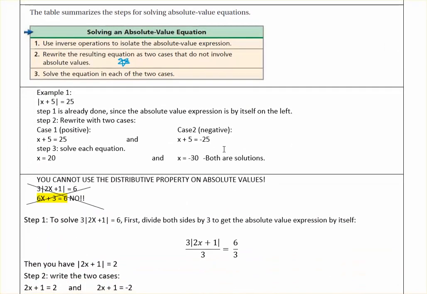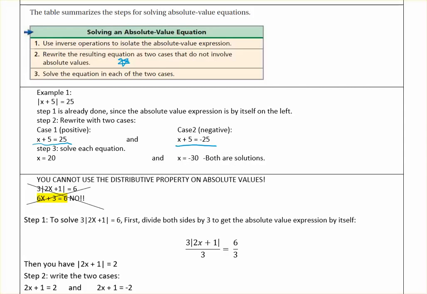All right, let's look at an example. Absolute value of x plus 5 equals 25. So sometimes we have to isolate the absolute value expression to get it by itself, but we only have the absolute value on the left side, so we don't have to do that part. What we do need to do is the next part, which says to write two cases. So one case is the positive, if x plus 5 is equal to a positive number. So we write x plus 5 is equal to 25. That's one equation, and then we'll simplify that later. And the other case is if we have a negative number inside of the absolute value sign, so that would mean x plus 5 would be equal to negative 25.